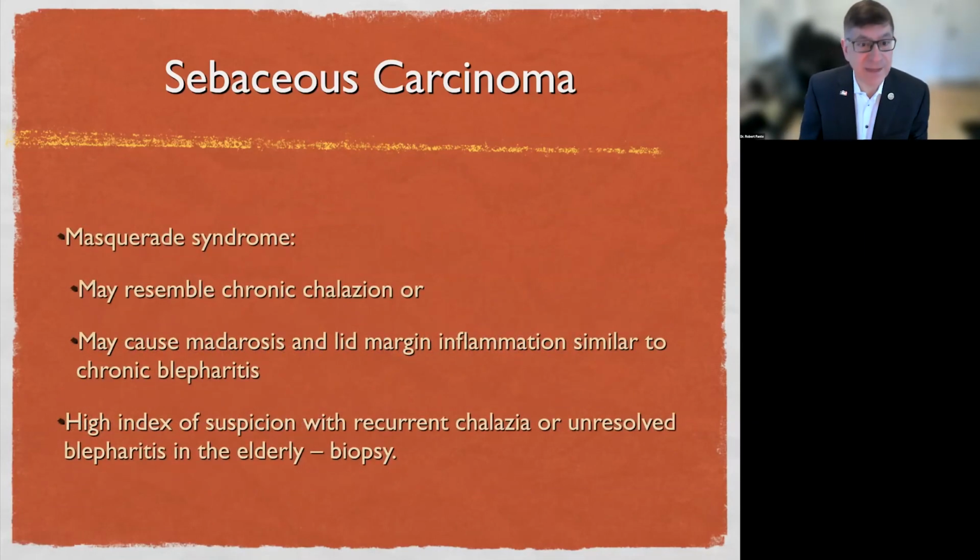This is also known as the masquerade syndrome because it can look like a chronic chalazion. The last patient did not, but it can cause madarosis and lid margin inflammation similar to chronic blepharitis. We have to have a high index of suspicion with recurrent chalazion or unresolved blepharitis in the elderly, and biopsy these.